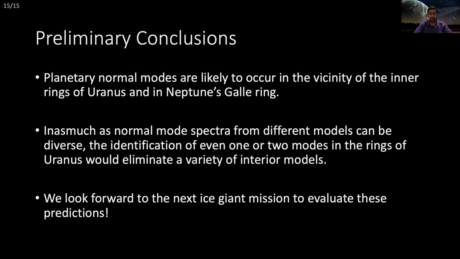So we look forward to the next ice giant mission to evaluate these predictions. The time from Marley and Porco's 1993 paper, predicting the locations of normal mode resonances in Saturn's rings, to confirmation by Cassini, was about 20 years. So it isn't crazy to start thinking now about ice giant ring seismology.